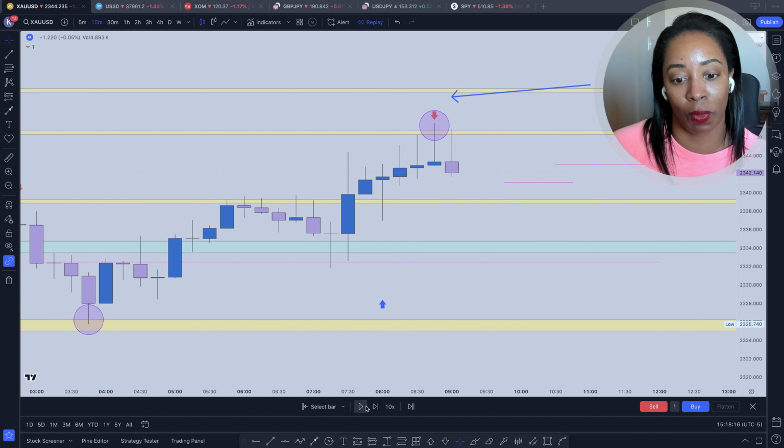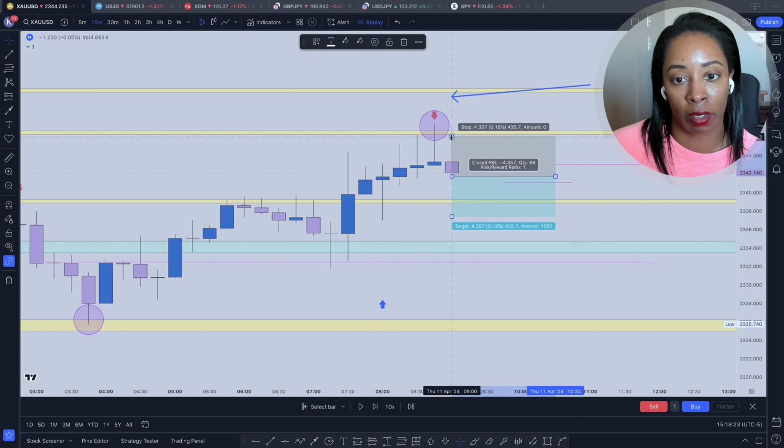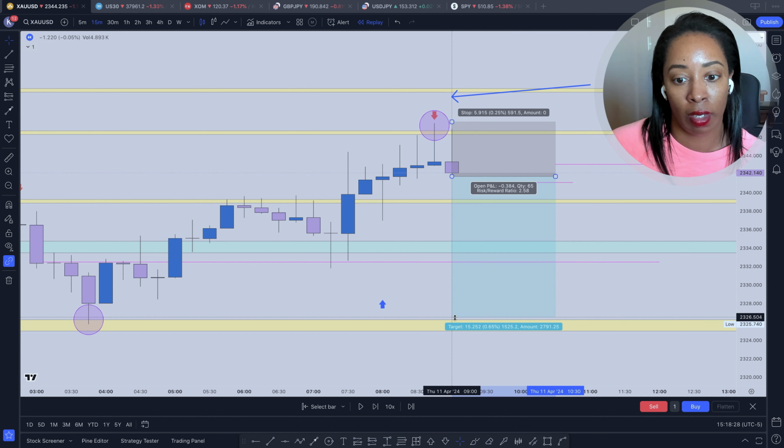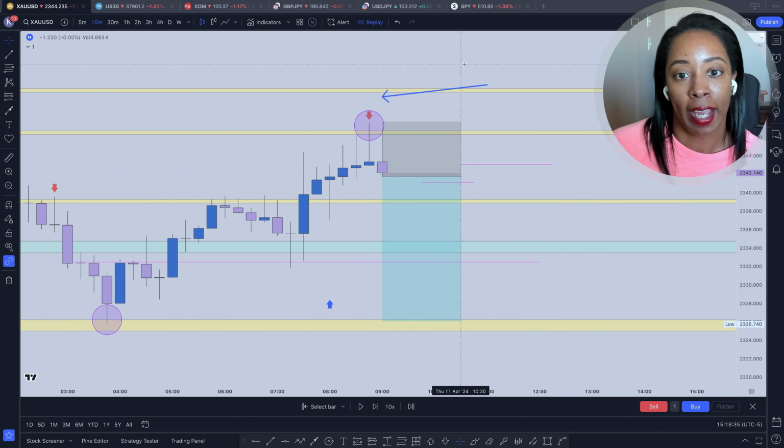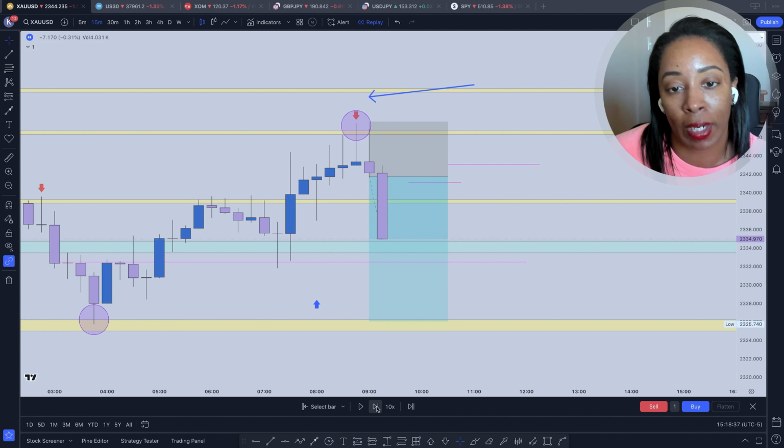I think this is the one. Let me make sure it's the right one. So let's just put our short position right at the bottom of this, set our stop loss above this candle, and then target down here. Okay, great. All right, so now let's forward and see what happens.